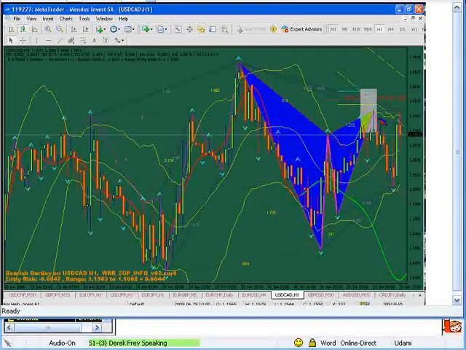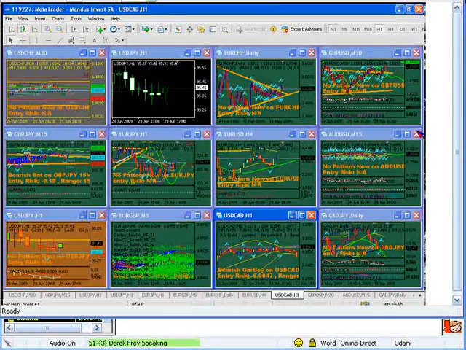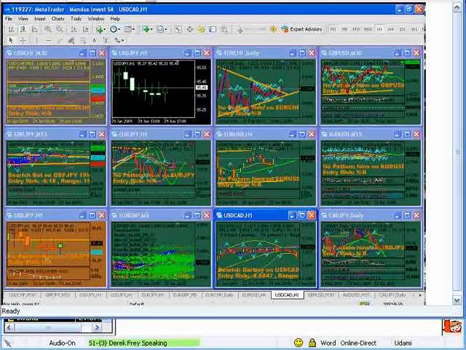Now, was it a massive reaction? No. But is 70 points enough to make some money with? I think so. So let's find one that hasn't yet played itself out.